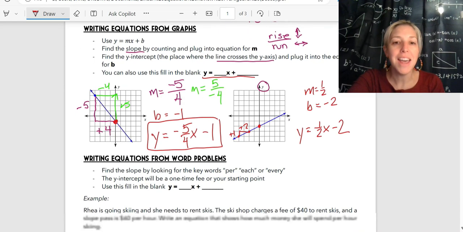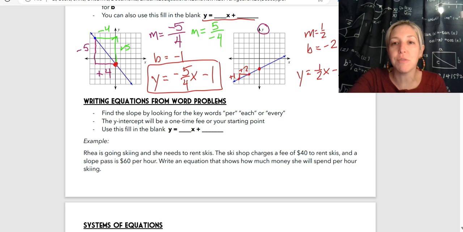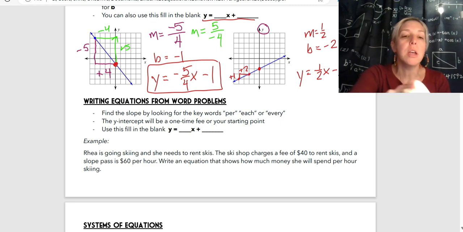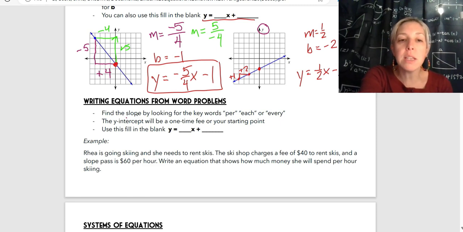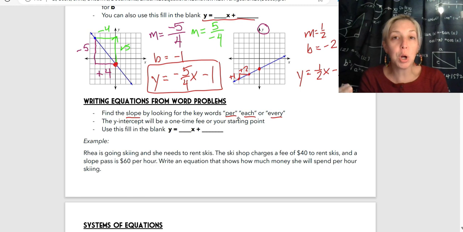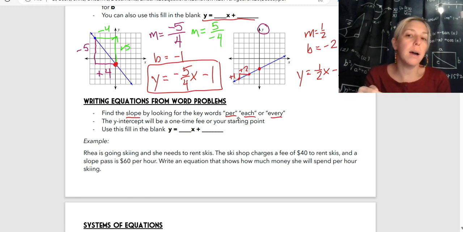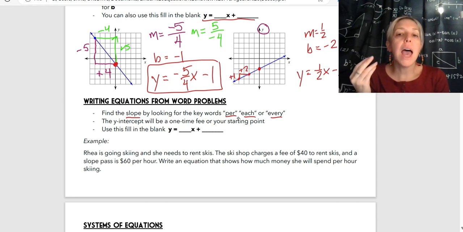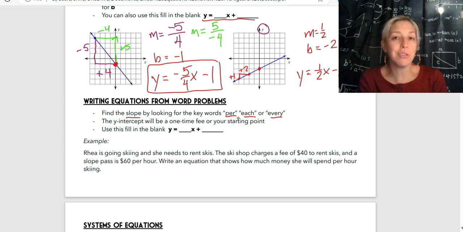Okay, so next I want to talk about writing equations from word problems. This is going to be helpful to you not only on the multiple choice part, but on some of your essay questions. So first of all, when you're finding the slope, you are looking for these keywords: per, each, or every. So things like miles per hour, price per shirt, $6 for every snow cone. Anytime you see per, each, or every, that should be your clue. Oh, this number represents our slope.